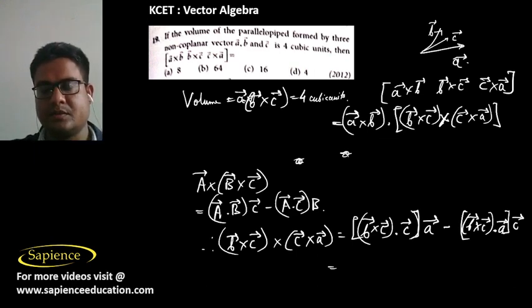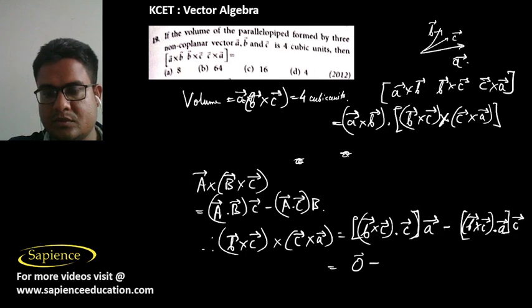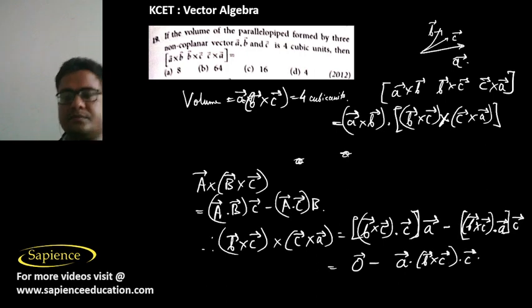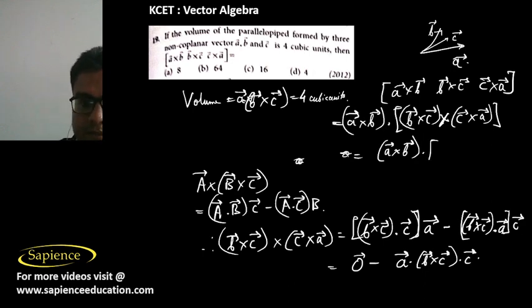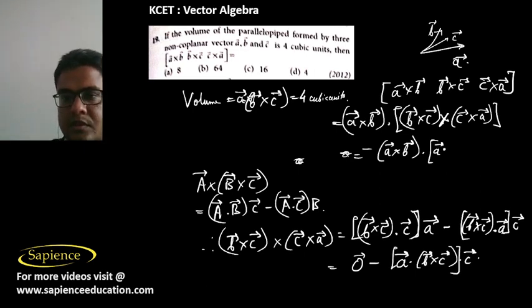B cross C is a vector which is perpendicular to the plane of B and C. So this will be 0 vector minus A dot B cross C, which is A dot B cross C into C. So this is actually equal to minus of A dot B cross C into C vector.